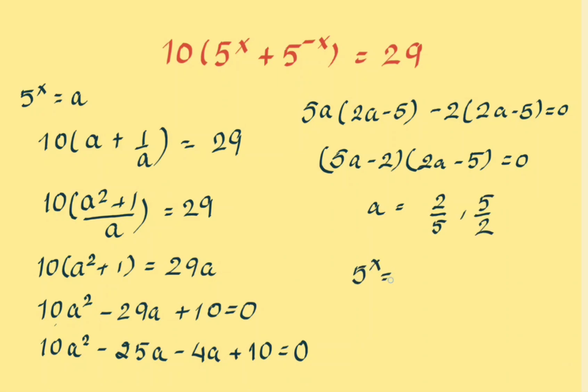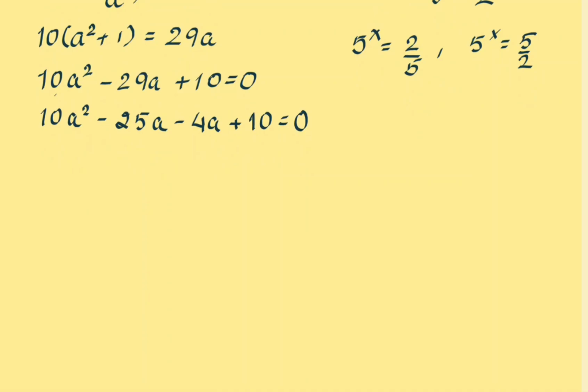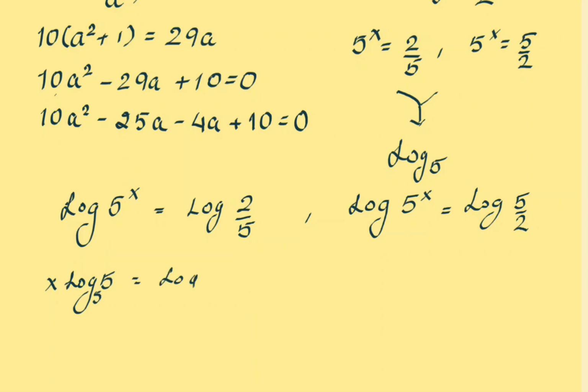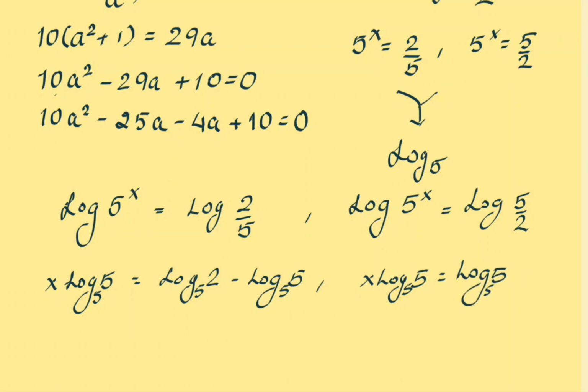So, 5 to the power x is equal to either 2 by 5 or 5 by 2. To solve for this, take log base 5 on both the sides. First equation becomes log of 5 to the power x is equal to log of 2 by 5. And second is log of 5 to the power x is equal to log of 5 by 2. So this becomes x log of 5 is equal to log of 2 minus log of 5. Similarly here x log 5 is equal to log of 5 minus log of 2.